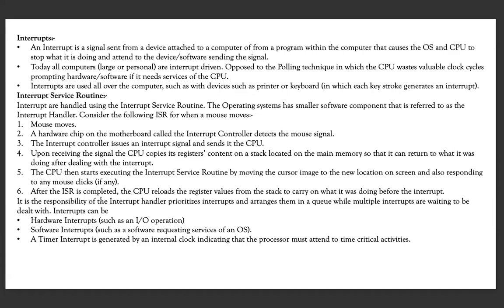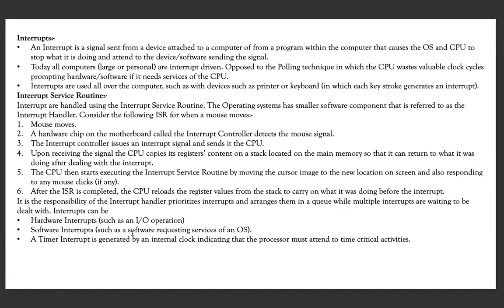It is the responsibility of the interrupt handler to prioritize interrupts and arrange them in a queue while multiple interrupts are waiting to be dealt with. Interrupts can be hardware interrupts, such as an IO operation, a printer or a keystroke, for example. If the printer runs out of pages while printing something, it will generate an interrupt causing your screen to show an error message, and you can handle that by hand by inserting more paper into the printer. Similarly, every keystroke that I make on the keyboard is an interrupt on its own, and that is an IO operation, an IO interrupt.